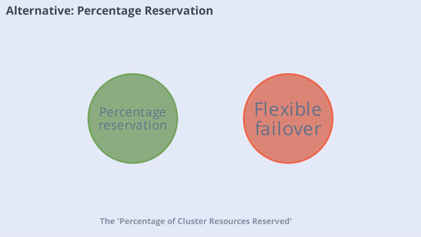The percentage of cluster resources reserved policy offers a more flexible approach. Instead of basing capacity on the largest VM, administrators can set aside a specific percentage of CPU and RAM for failover. This allows for more granular control and can lead to better resource utilization, especially in mixed workload environments.